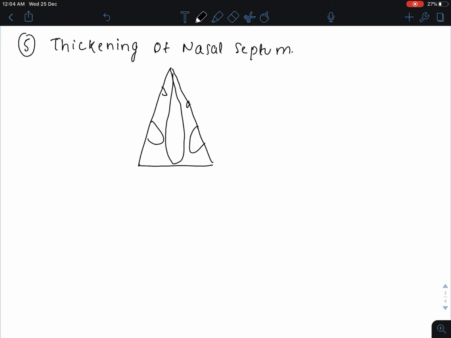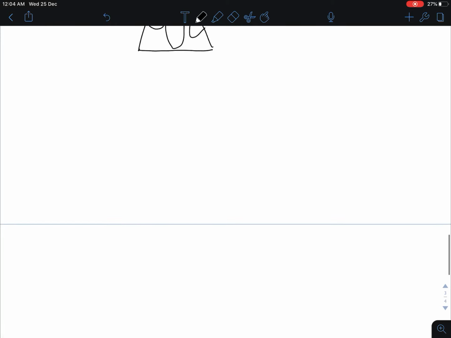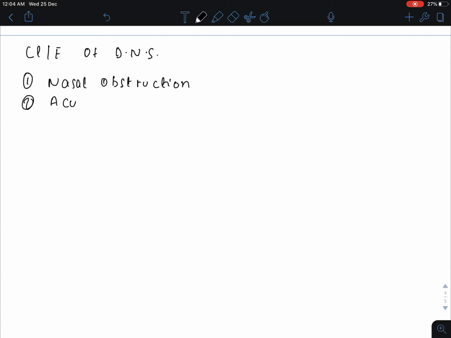Okay, now we will see the clinical features of the deviated nasal septum. Clinical features of DNS, deviated nasal septum. So, nasal obstruction. Nasal obstruction is due to septal deviation and later it is due to hypertrophy of turbinate of opposite side. Second is the acute otitis media.